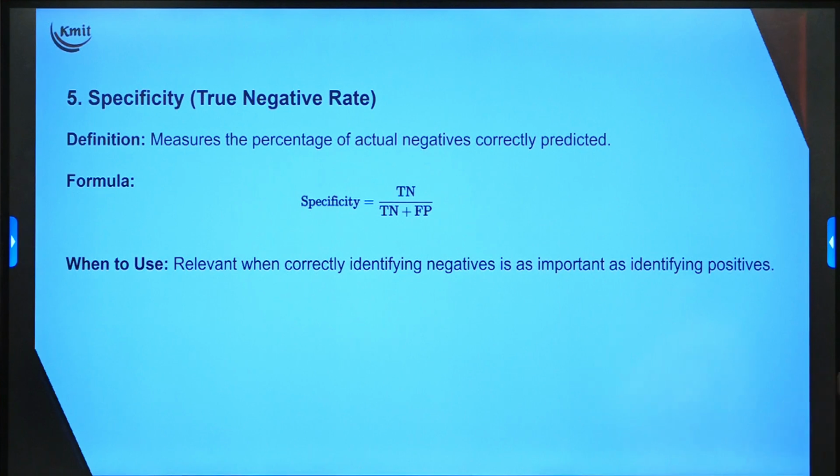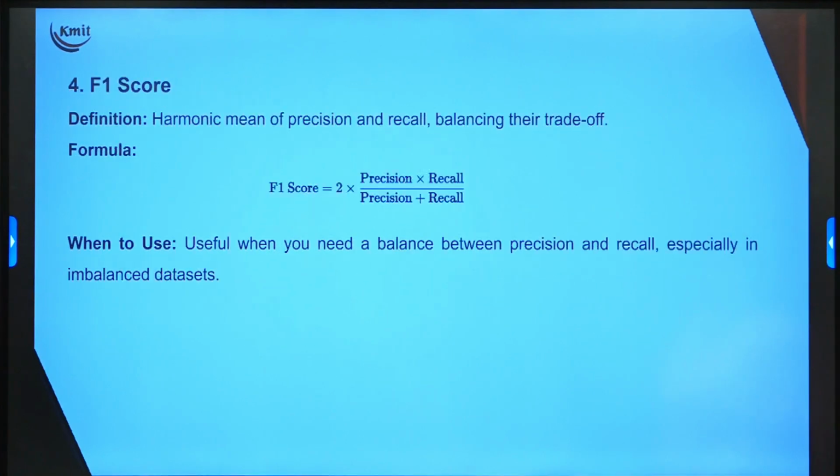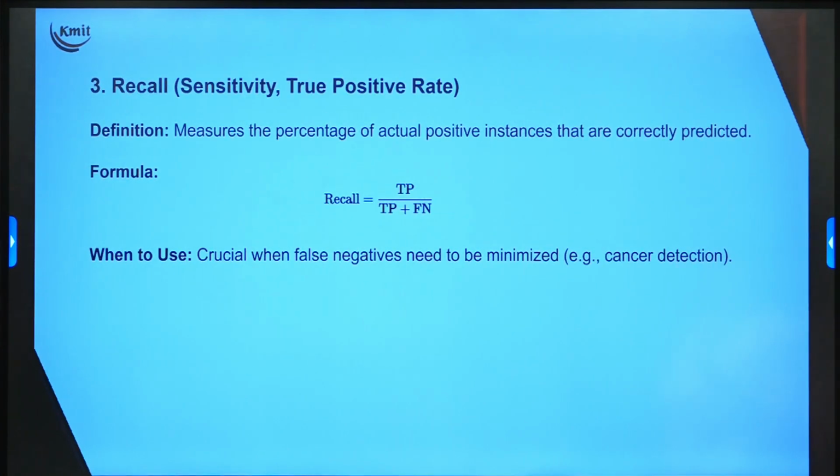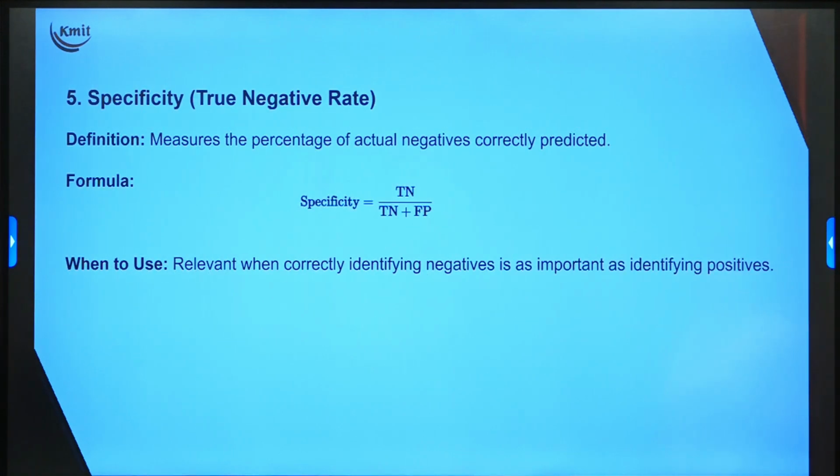Okay, next we have specificity. Please understand, sensitivity is all about TP by TP plus FN, that is, actual positive instances that are correctly predicted. So this is used when false negatives have to be minimized. But specificity is about measuring the percentage of actual negatives which are correctly predicted. There it is actual positives, whereas here it is actual negatives, TN with respect to TN plus FP. That is the reason we call it TN by TN plus FP.